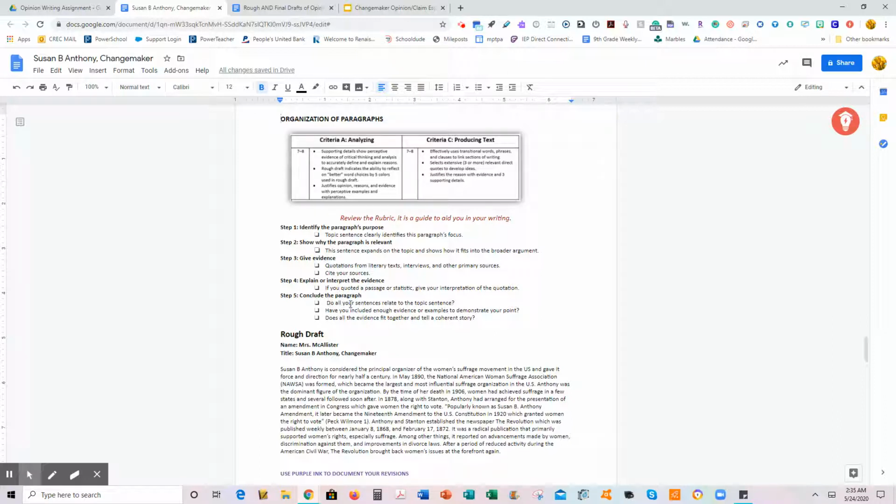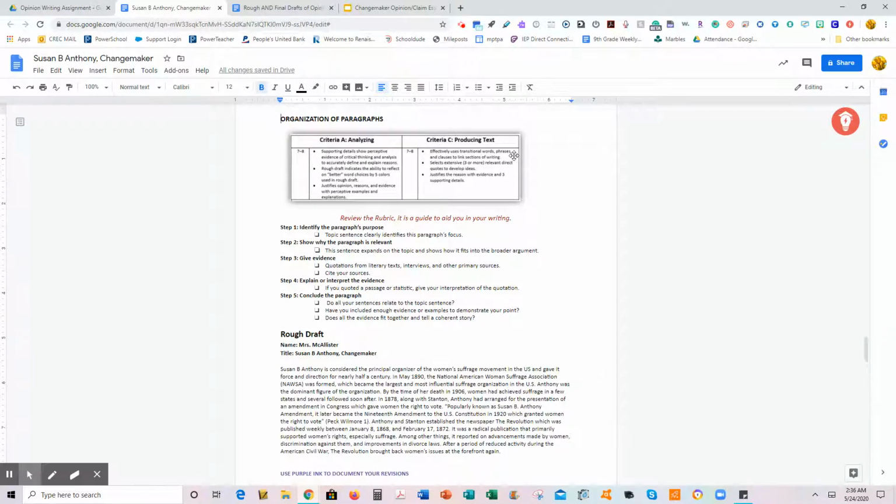Conclusion of the paragraph, did all the sentences relate together? Have you included enough evidence or examples to demonstrate your point? Does all evidence fit together and tell a coherent story? Does it all fit together? And remember, we're going to use the rubric. Supporting details show perceptive evidence of critical thinking and analysis. Rough draft indicates the ability to reflect on better word choices. Again, we're using another color here. You justify your opinions, reasons, and evidence with examples and explanations.